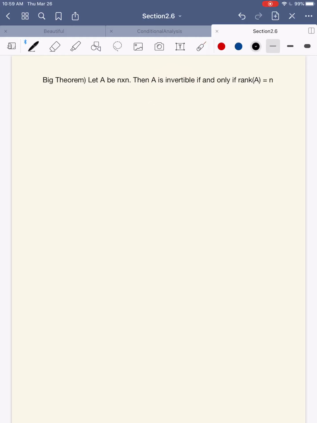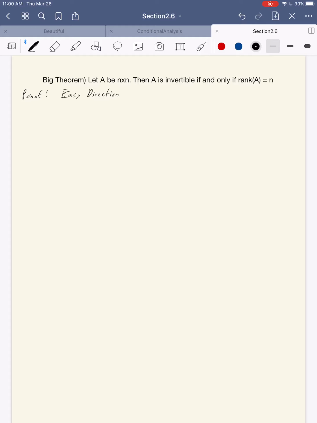Now, this is an if and only if. So to prove this, we actually need to prove two different things. We need to show that if A is invertible, then the rank is equal to n. And if the rank is equal to n, then it is invertible. So we're going to do the easy direction first and then the harder direction second. So, this is our proof here. Easy direction.